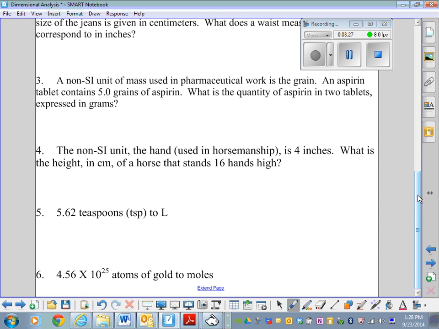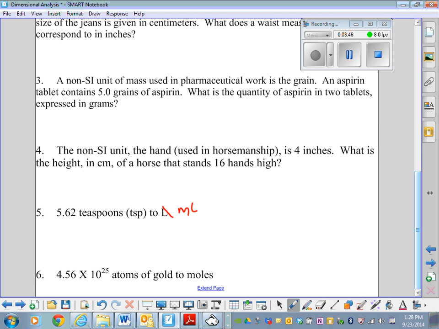So, let me actually do this problem. 5.62 teaspoons. What does your sheet say? Does it say milliliters here and not liters? Let's make this milliliters and not liters. Alright? So now, let's do this problem.